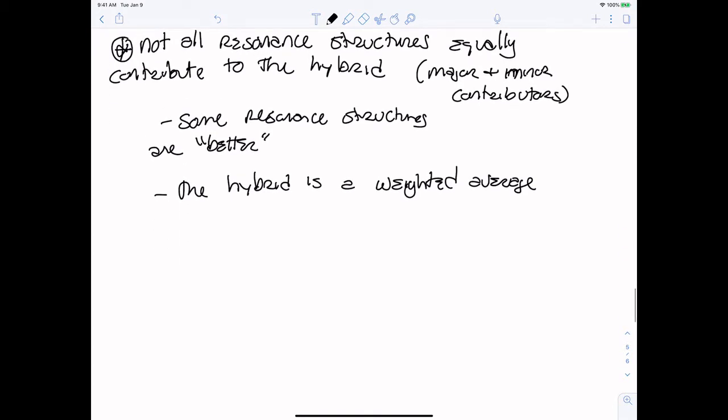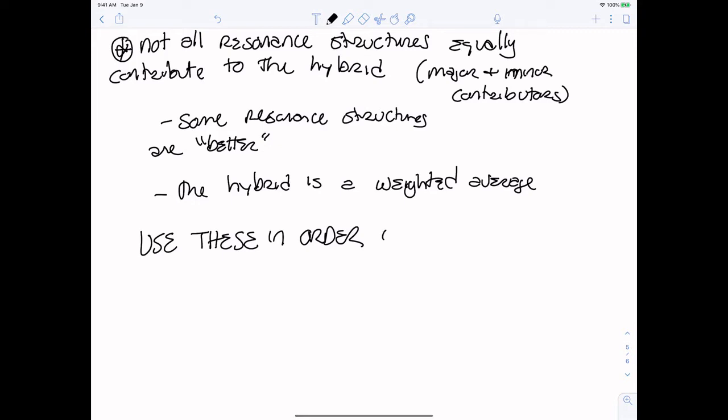So what makes one better than the other? We're going to have 3 rules, and actually let's write this. You need to take these in order. If you take these out of order, then you're likely to pick the wrong structure. So rule 1 is the most important, then rule 2, then rule 3. So use these in order. 1 is the first one you want to look at. 2 is the second one you want to look at. 3 is the third one you want to look at.